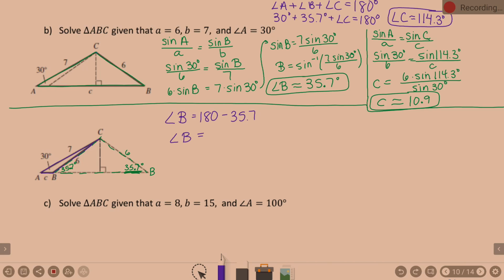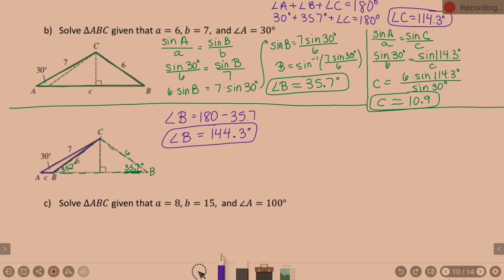My notes say 144.3 degrees. Okay. So that's the new part you have to do. It gives you a new angle B, a much bigger angle B, right? So angle B is obtuse now. Finish the problem up. There's angle B. What else do we know? What else can we find?